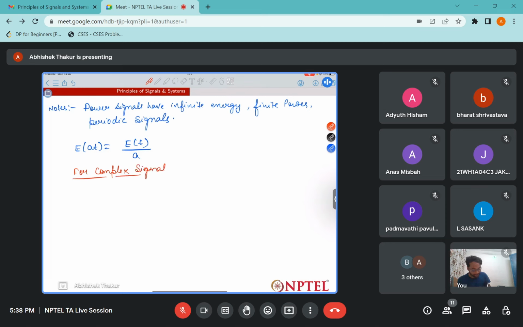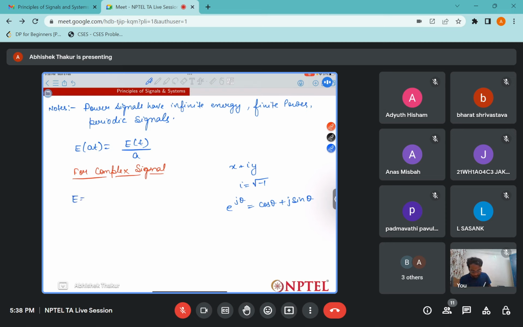What are complex signals? Signals in the form of x plus iy, where i is iota, that is, the square root of minus 1. These are complex signals. Also e to the power j theta can be written as cos theta plus j sine theta. These are examples of complex signals, as we have already studied in week 1.